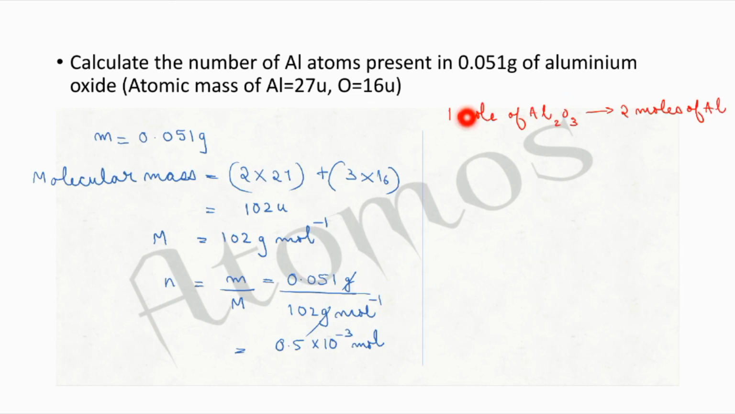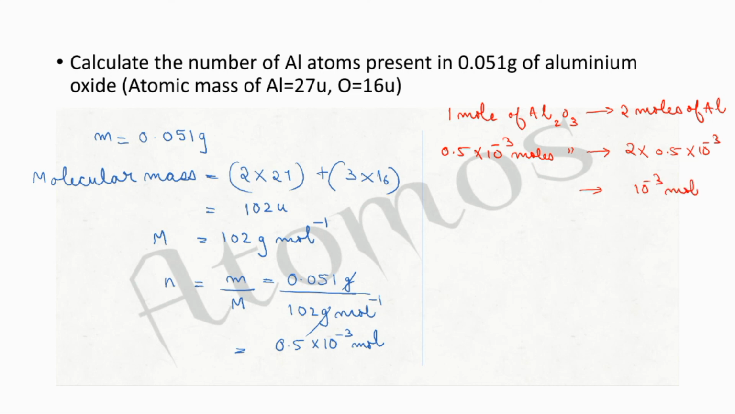We were saying that 1 mole of aluminium oxide will contain 2 moles of aluminium atoms. If so, the number of moles present in 0.051 gram of aluminium oxide is 0.5 into 10 raised to minus 3 moles. These many moles of aluminium oxide will contain how many aluminium atoms? 2 into 0.5 into 10 raised to minus 3, right? So that will be equal to 10 raised to minus 3 mole.